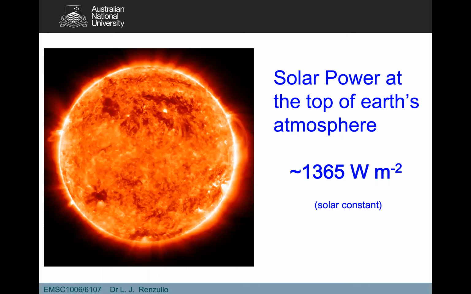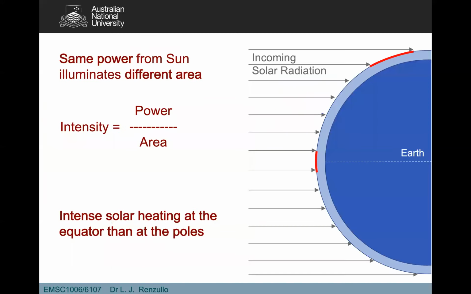Well, it shouldn't be too much of a surprise to you by now that the sun powers our weather and climate and drives the motion of the atmosphere in general. By now you will have recognized the number 1365 watts per square meter as relating to the solar constant. That's the solar energy output at the top of Earth's atmosphere.